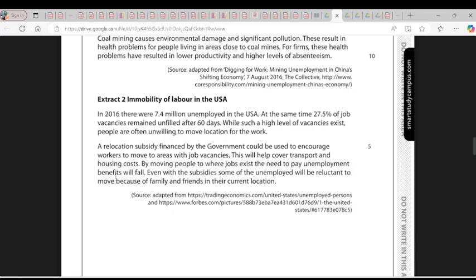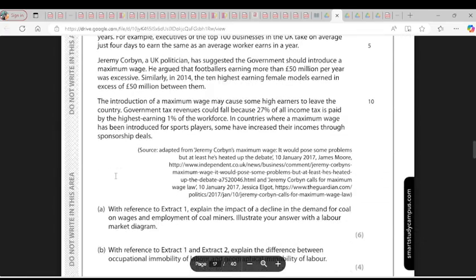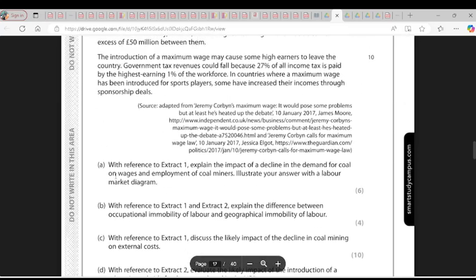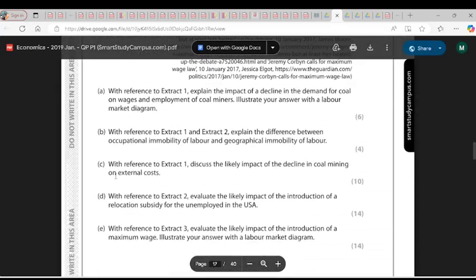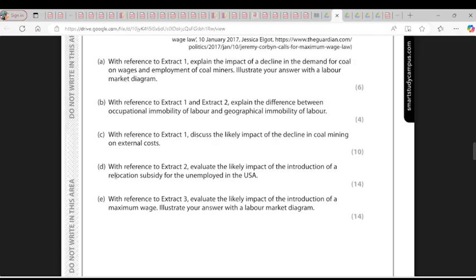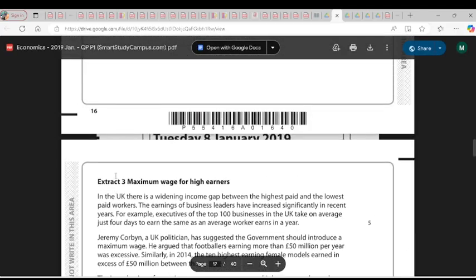Yeah, that ends question D. We go to question E. Are you there? Yes. For question E, they said we should read extract 3. With reference to extract 3, evaluate the likely impact of the introduction of a maximum wage. Illustrate your answer with a labor market diagram. So we need the demand for labor and supply of labor diagram.